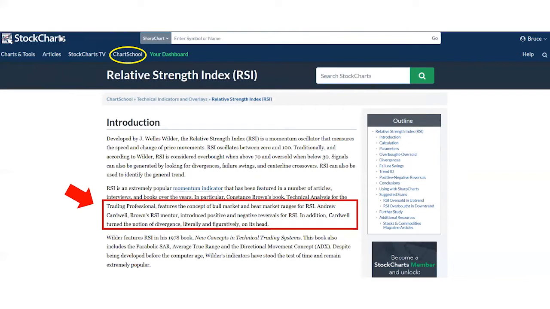He is prominently featured in the StockCharts chart school. When you search for RSI in the chart school, you'll see in the second paragraph that they have given Andrew a prominent position in the history of the RSI. They say that Andrew Cardwell, Brown's RSI mentor, that's Connie Brown, introduced positive and negative reversals for RSI. In addition, Cardwell turned the notion of divergence literally and figuratively on its head.